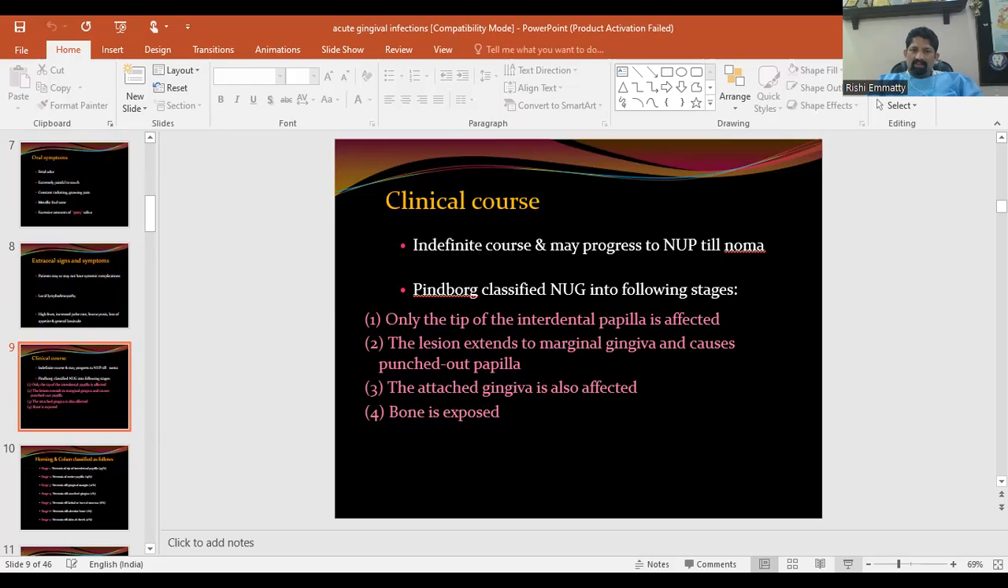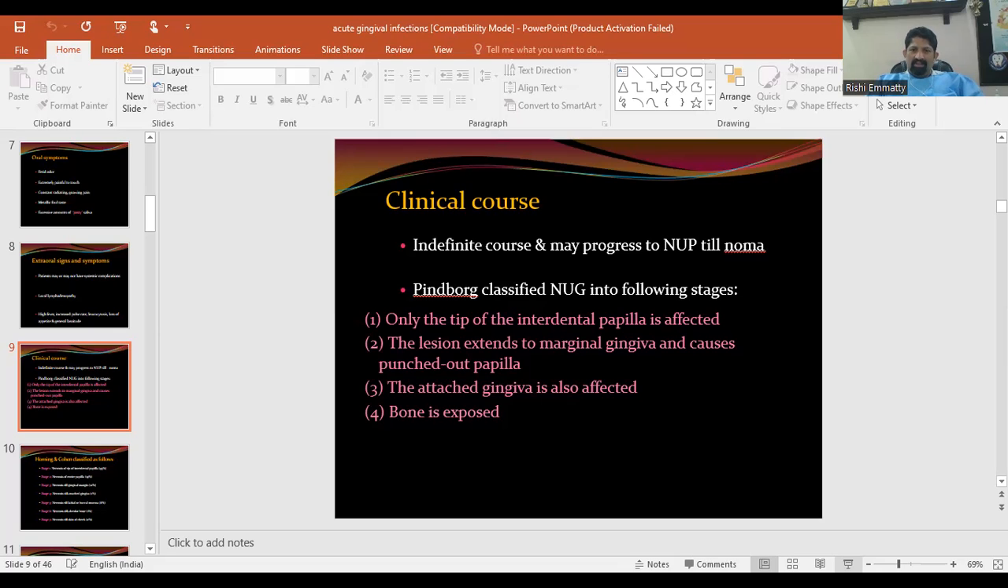And what is the clinical course of NUG? If it is treated in the beginning, okay, fine. If it's not treated, it has the following stages. Pindborg classified NUG into following stages. The 4 stages are: one is only the tip of the interdental papilla is affected. That's the first stage. And if not treated or not diagnosed, then the second stage, the lesion extends to the marginal gingiva and causes punched-out crater-like depression on the interdental papilla. That is a typical oral sign which is presented by NUG.